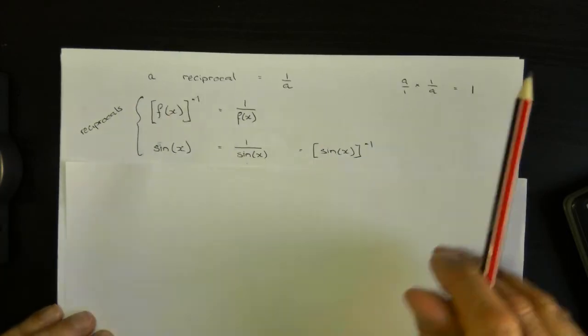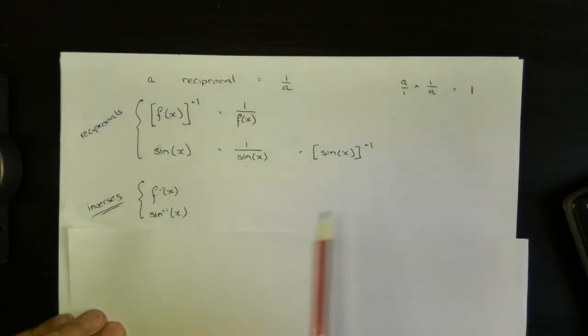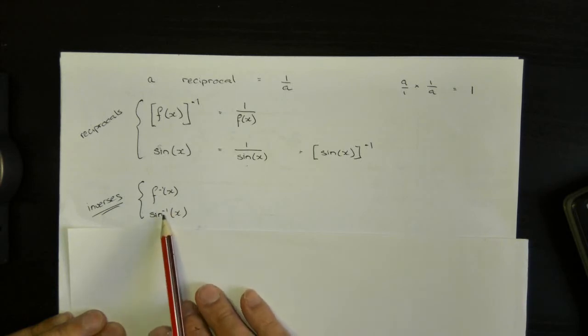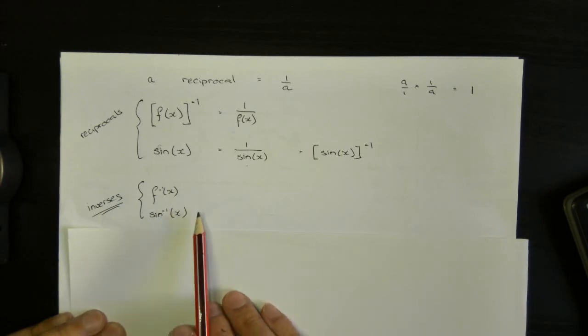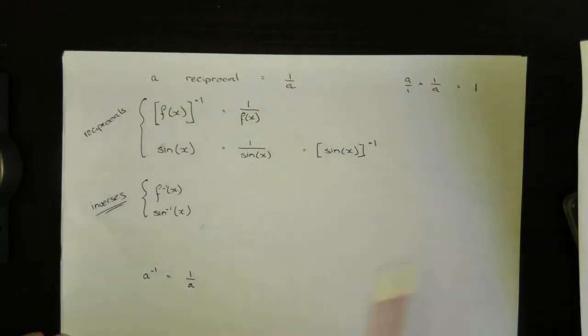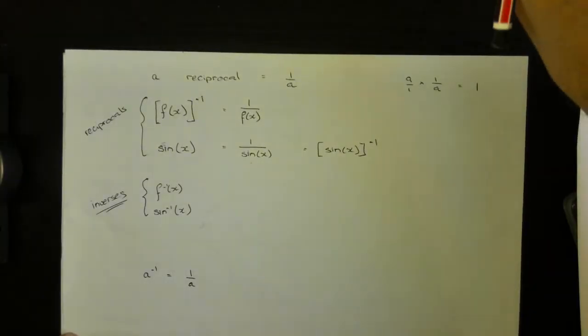These are the reciprocals. Do not confuse them with the inverses. You might see in books f to the power of negative 1 of x, or sine to the power of negative 1 of x. This is the inverse, not the reciprocal. Whereas if you had 1 to the power of negative 1, that is a reciprocal. So try not to get those two confused.